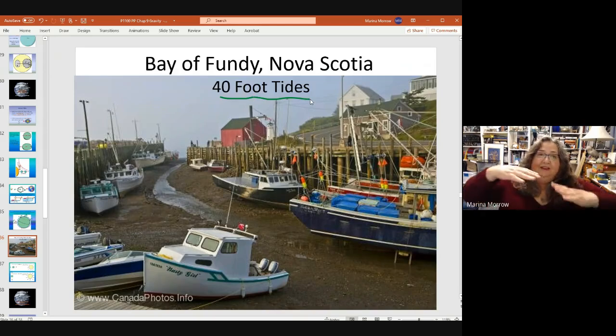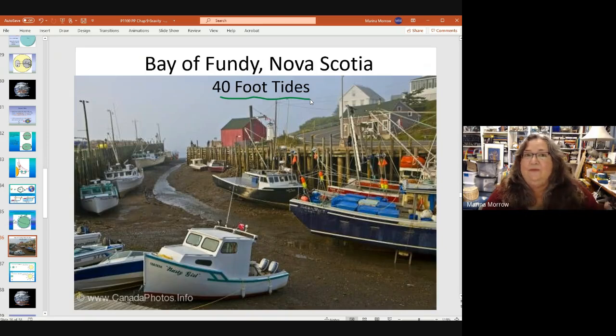The bay shelves upwards quite steeply, and what happens is a lot of water rushes in because it also sort of scoops up the water as it moves along. And so a lot of water funnels into the bay, and what you get are these extreme tides. There are places where the tide will be 40 feet different between low tide and high tide every day. And so anyway, here you can see this dock, how these ships are on the ground.